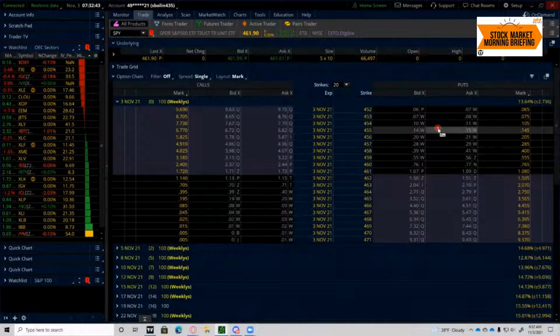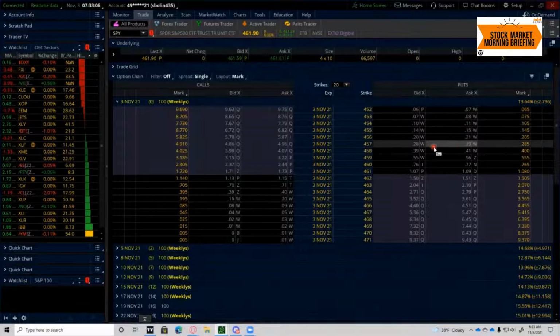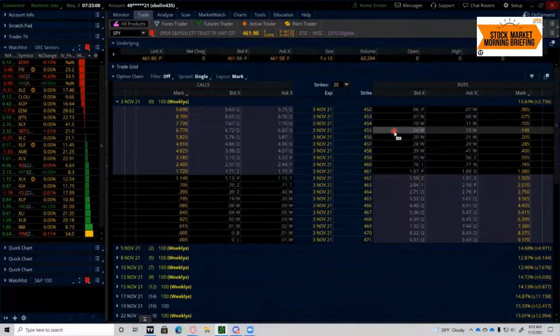Hey, if things get out of control today, we could very easily move down to the 455, right? We could very easily do that. It's got an expected move today of $2.73, and that's just the 70% accuracy range. It could very easily go beyond 1 standard deviation. 455 is not out of line.